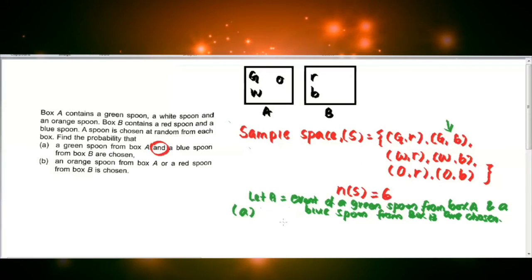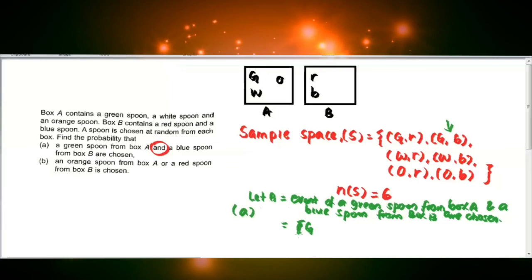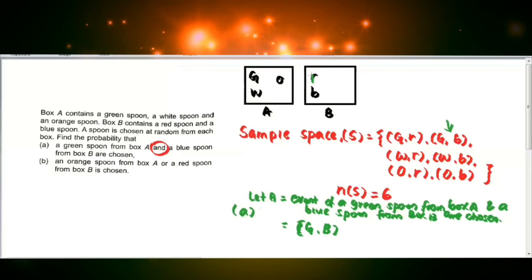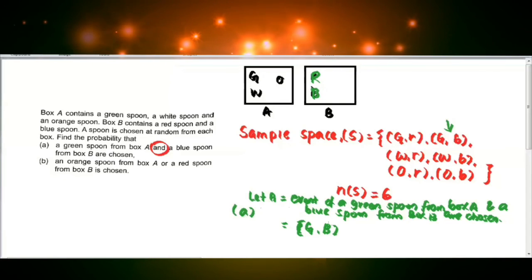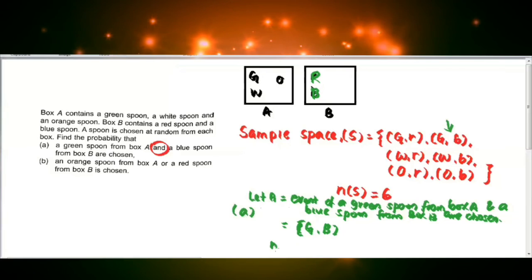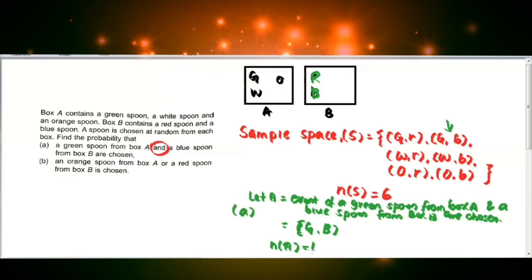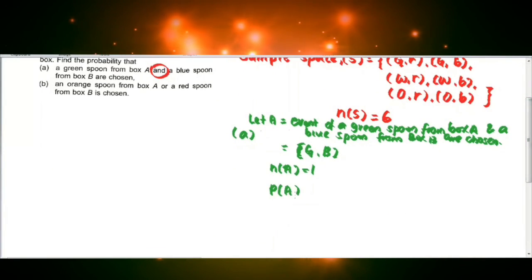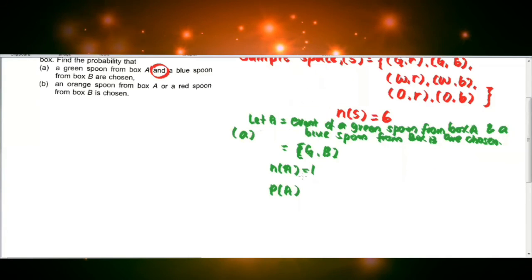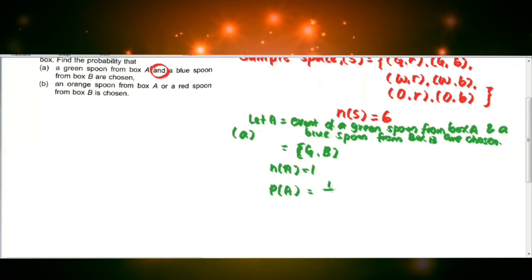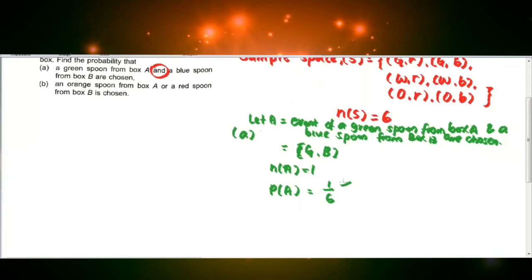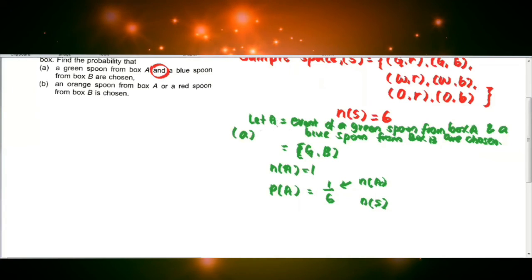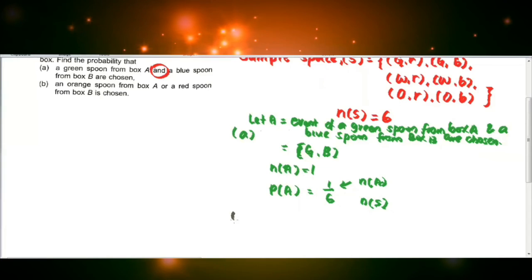So the event is green and blue. Normally the event must be written in capital letters. So the number of my event A is equal to 1. Then I put down my formula: the probability to get a green spoon from A and a blue spoon from B is 1/6. That is the number of my event A over the number of my sample space.